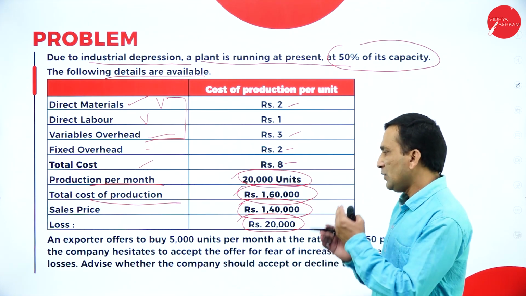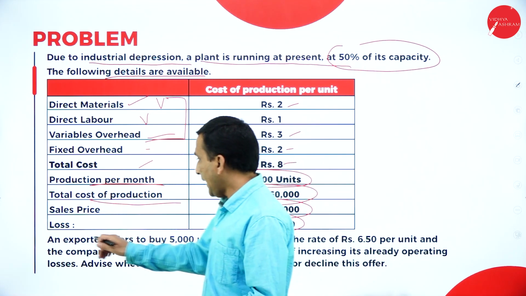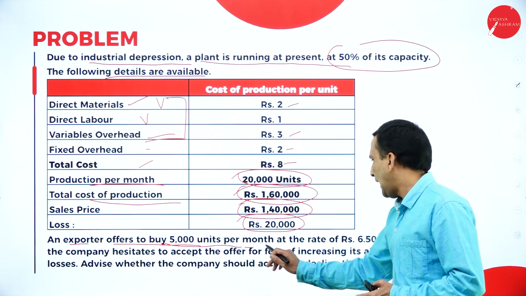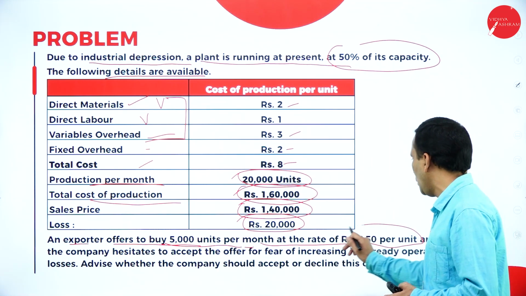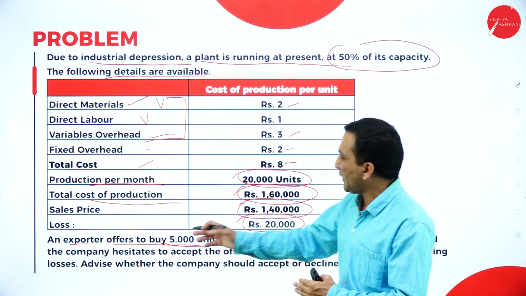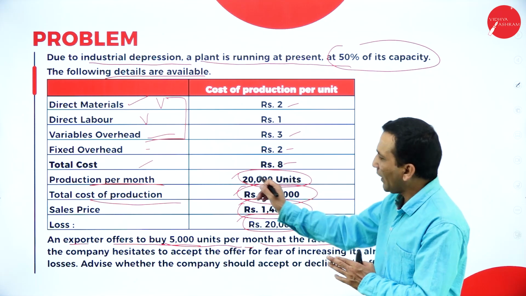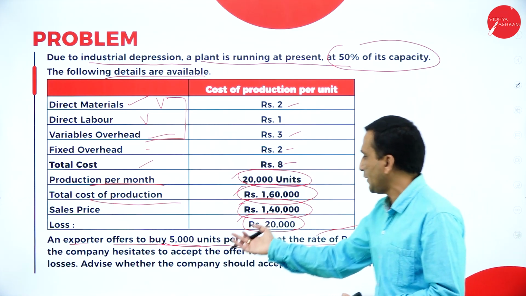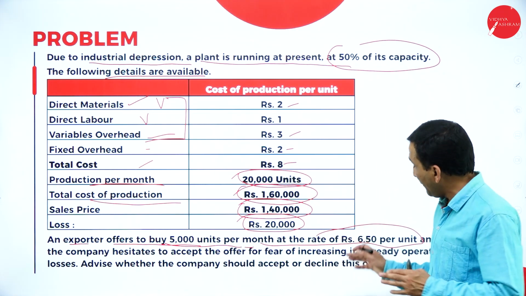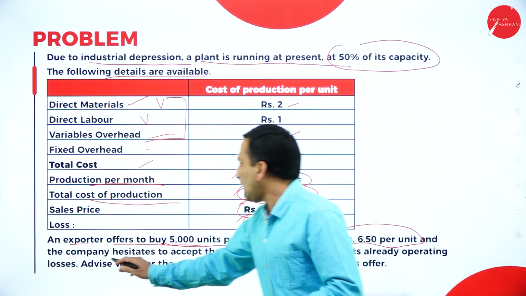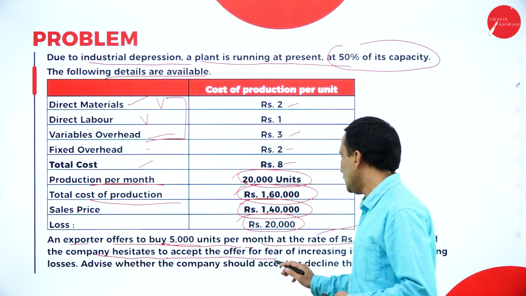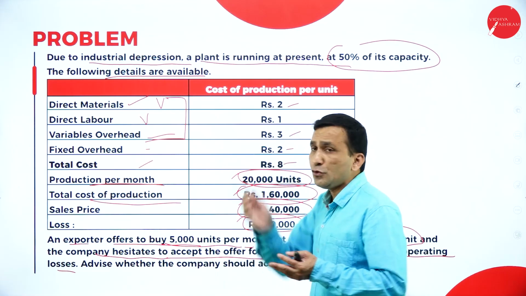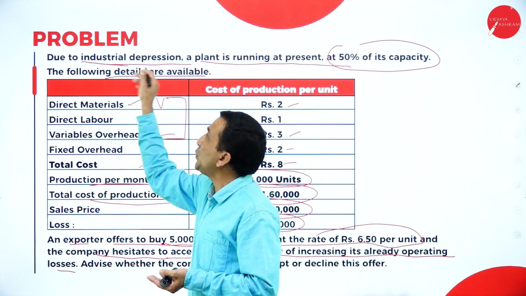Now there is additional information. An exporter offered to buy 5,000 units per month at the rate of 6 rupees 50 paisa per unit. So we would produce an extra 5,000 units beyond the existing production of 20,000, accepting the order from those placing it, charging them 6 rupees 50 paisa per unit. The company hesitates to accept the offer for fear of increasing the already operating losses, because it is running at 50%. The reason is the depression.